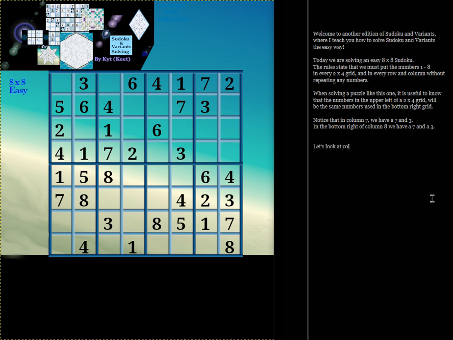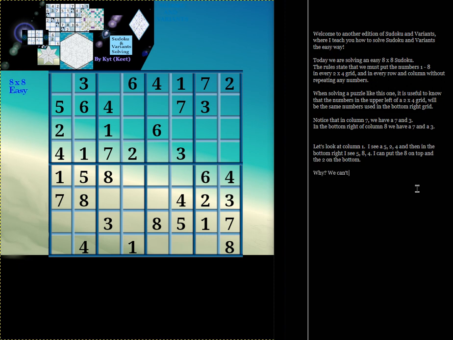Let's look at column 1. Now I see a 5, 2, 4, and then in the bottom right I see 5, 8, 4. I can put the 8 on top and the 2 on the bottom. But why?